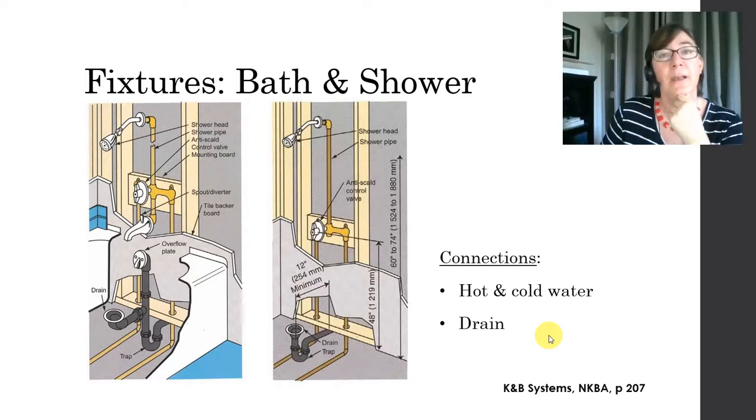So let's take a look at this illustration from your systems textbook. On the left is a combo tub and shower right here. And so here's the tub drain, and it comes out this way. There's your P-trap underneath, and it will go out that way. Here's your tub spout. It includes a diverter so that the water can be diverted up here into the shower.